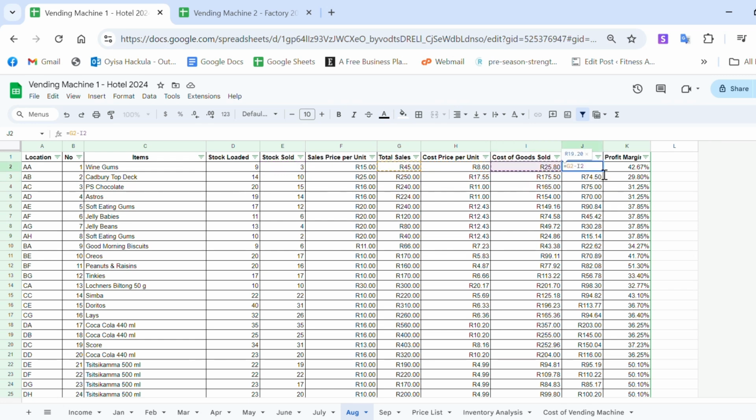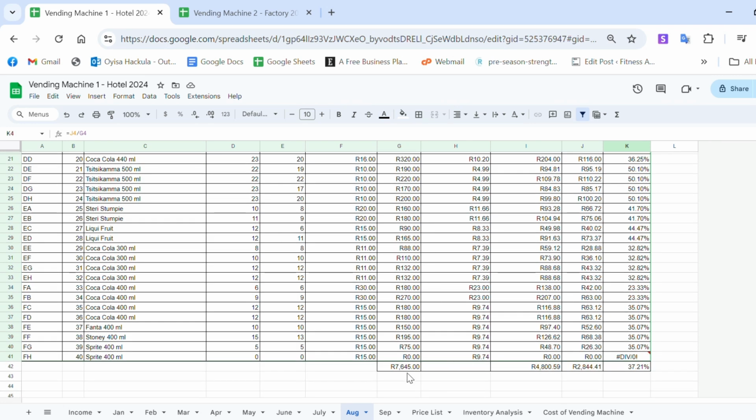And then you will see the profit margin. I recently added that to ensure that I'm still getting a good profit margin on each product. Ideally I would want a profit margin of 50%, but anything from 30 and above is also a good profit margin. At the end, you will see the total sales amounted to 7,800, and the total cost of sales was 4.8 to give us 2.8 in profit for this specific machine. And that's a 37% profit margin for the month. So that's how I basically calculate it.